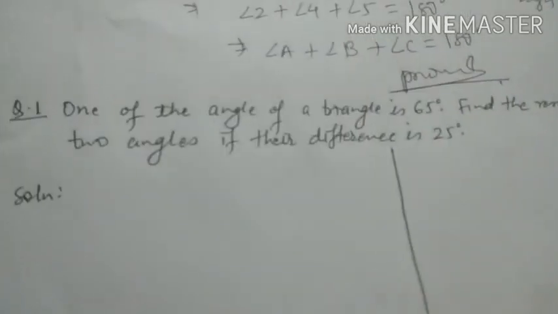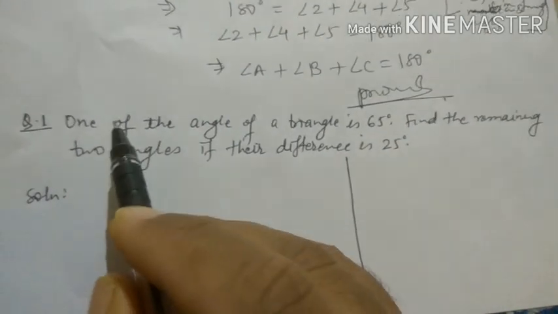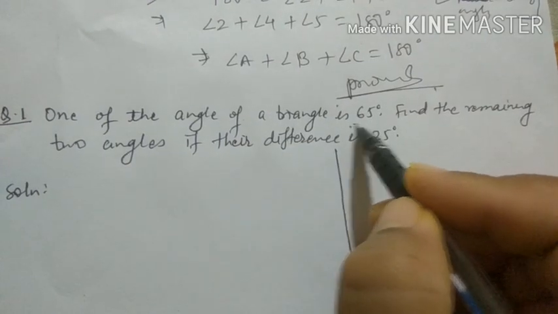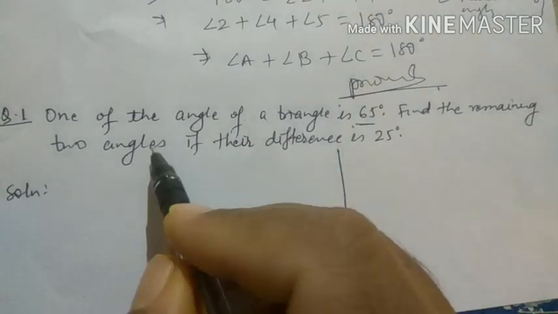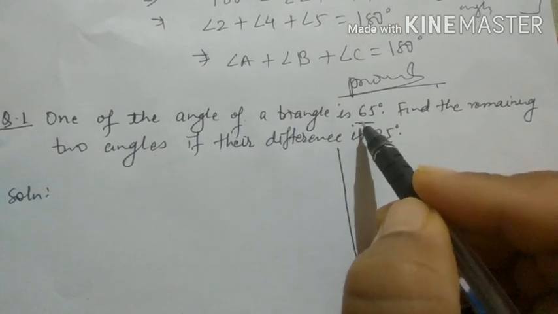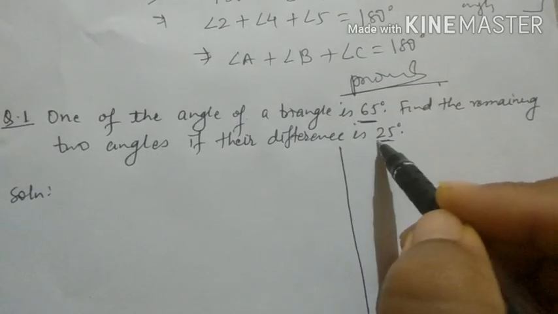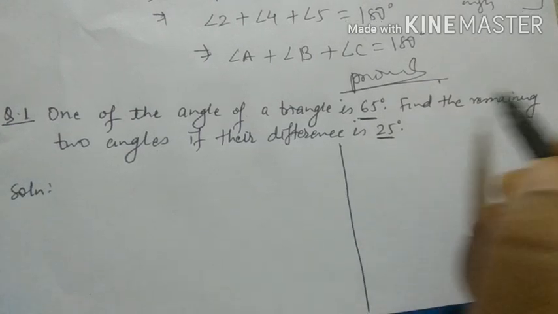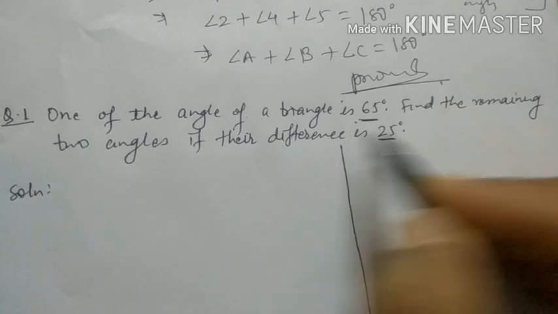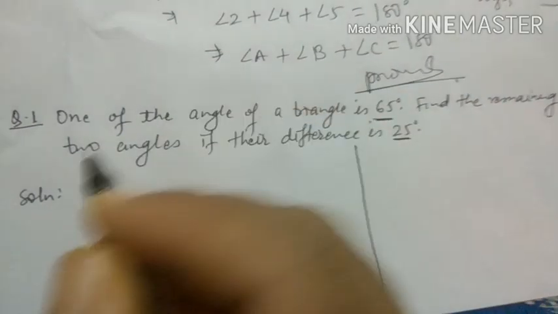Now we are going to discuss some problems based on the angle sum property in a triangle. Our first question is: one of the angles of a triangle is 65 degrees. Find the remaining two angles if their difference is 25 degrees. One angle is given as 65 degrees, and for the other two angles the difference is 25 degrees, so we have to find all three angles.